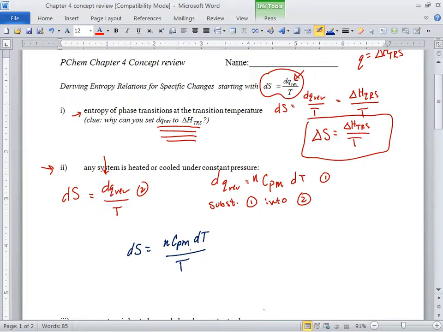Now notice at the top, we're trying to derive entropy relations for specific changes. That means get something in the order of delta S equals blah, blah, blah, for different processes. Well, how do you go from a differential to a macroscopic delta? You have to integrate. So we'll integrate both sides. If you want to be really technical, S1 to S2, the initial entropy state to the final entropy state. You don't really need it, but what would the other side go from? T1 to T2, or T initial, T final, whatever symbols you like to use.